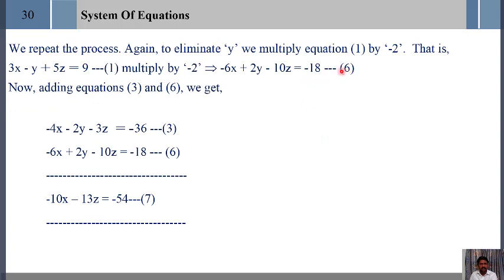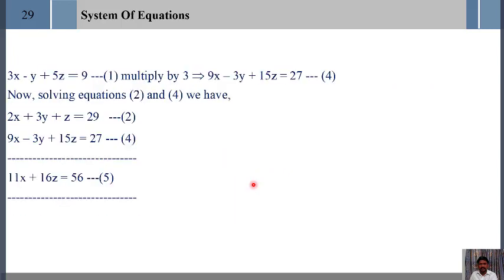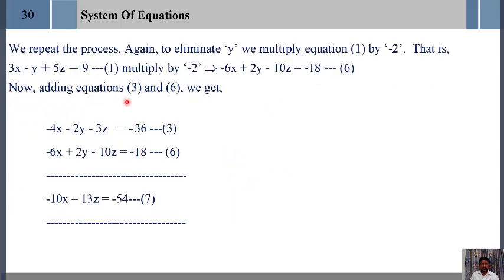Now solve equations 3 and 6. Solving equations 3 and 6, we can get another equation. This equation occurs in two variables x and z. Here we have successfully eliminated variable y. So minus 10x minus 13z equal to minus 54. You call this equation 7.